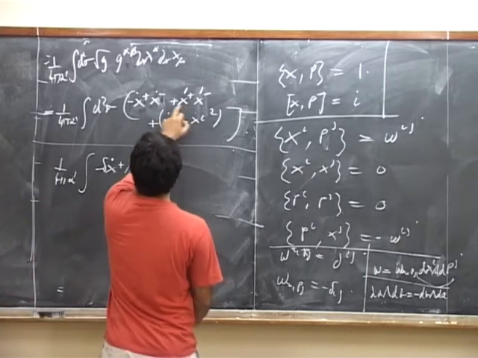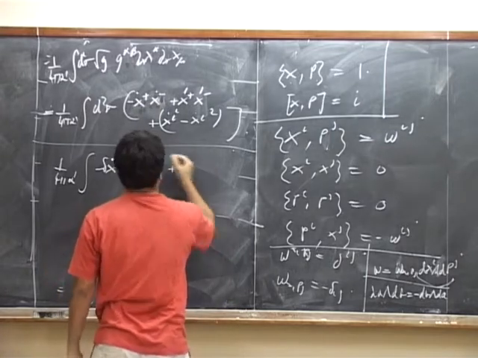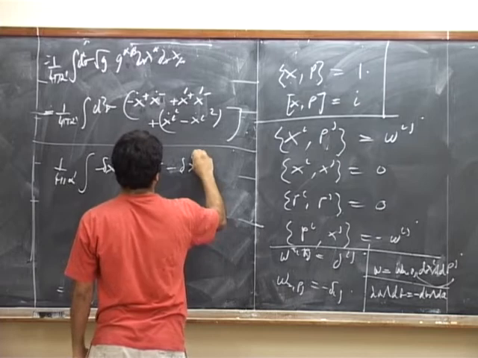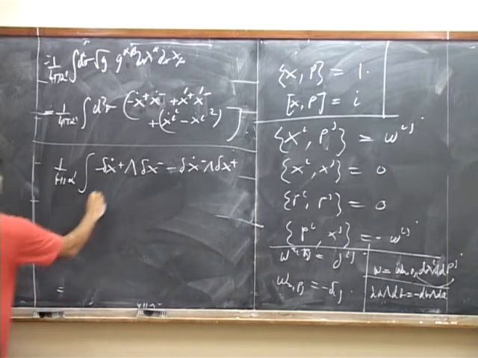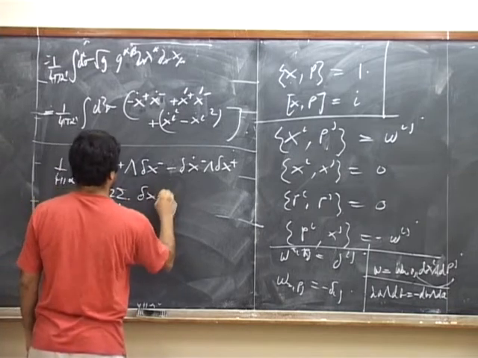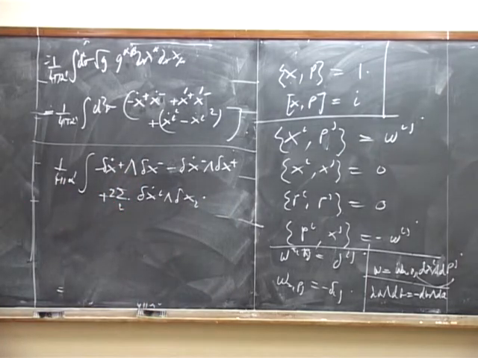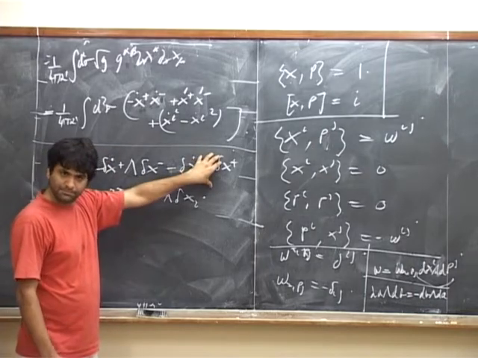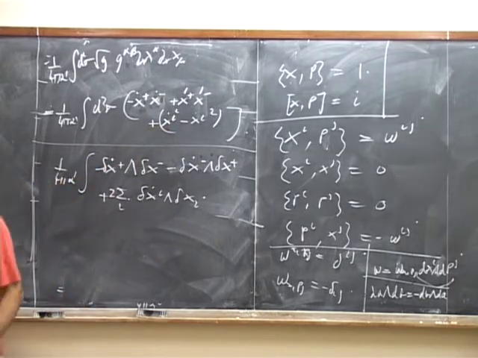Okay, what's the momentum conjugate to x plus? Minus x minus dot. So minus delta of x minus dot wedge delta of x plus. And then plus sum over I, 2 times delta of xi dot wedge delta of xi. Is this clear? Momentum conjugate to any variable times the variable. This is a factor of 2 because the momentum conjugate to xi has a 2.